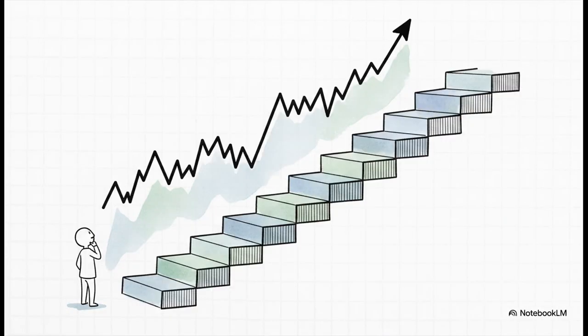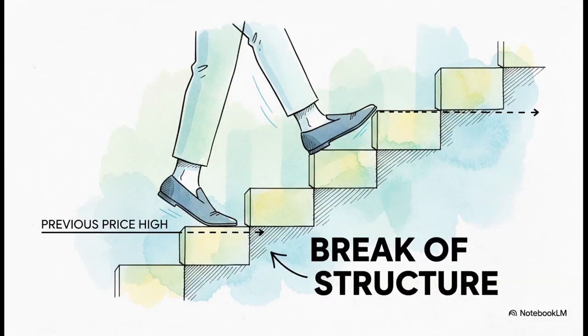Okay, to make this crystal clear, let's use a really simple analogy. Just imagine that the market's trend is a giant staircase that you're climbing. So if you're climbing that staircase, how do you know for sure that you're still going up? Well, you have to take a step that's physically higher than the one you were just on, right? Each one of those new higher steps is a confirmation of your upward direction. A break of structure on a chart is literally just the market taking that next step up on the staircase.